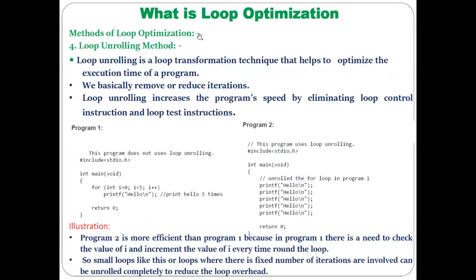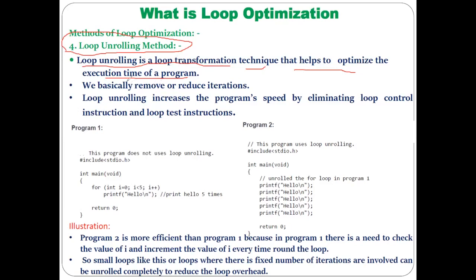Then let's go to the fourth important method, the loop unrolling method. What is the loop unrolling method? Let's see here. Loop unrolling is a loop transformation technique that helps to optimize the execution time of the program, to decrease the execution time, and to reduce the processing time of the program.